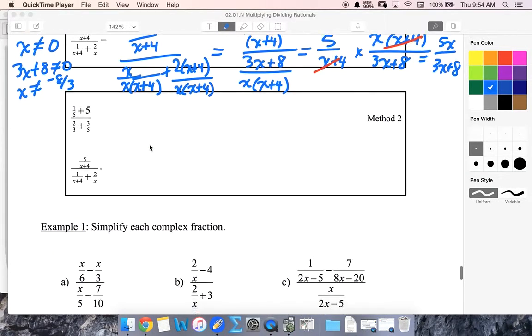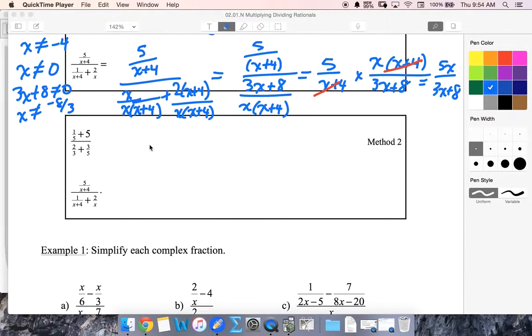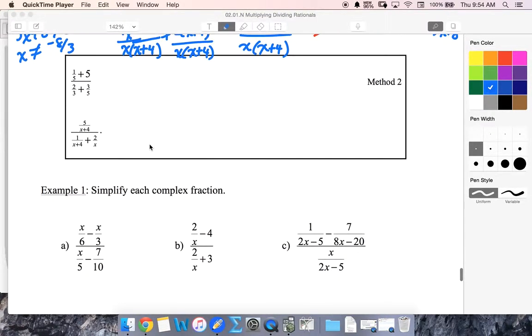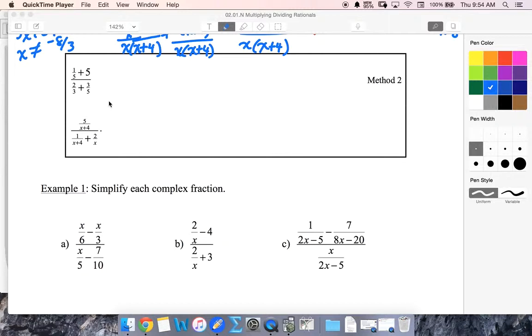All right, students, now I'm going to look at method 2. Method 2 is where we first look for a common denominator to simplify our numerator and denominator. So looking at both denominators, I've got 5, 3, and 5. My LCD is 15. So that's my lowest common denominator.